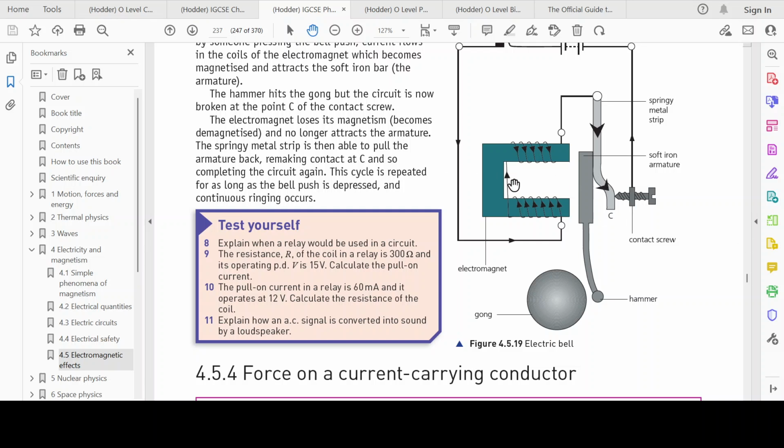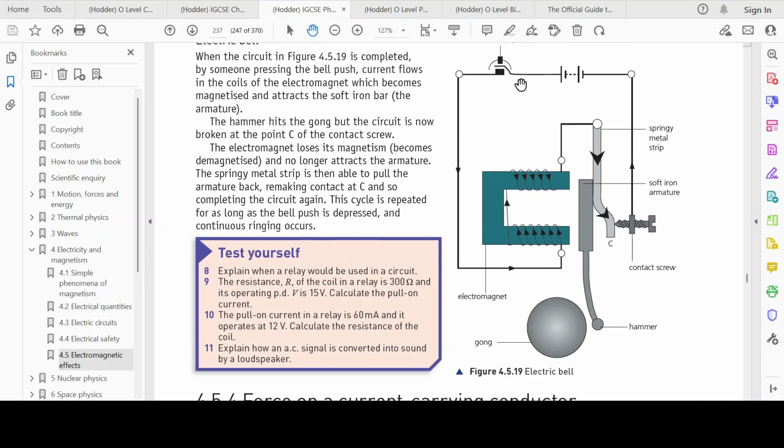You get like ding, ding, ding, ding, and so that's the iron bar moving back and forth, right? The contact is made, it moves towards the magnet. The contact is broken, it moves back. The contact is made again, it moves towards. And as long as the bell is pushed, that's going to keep happening.